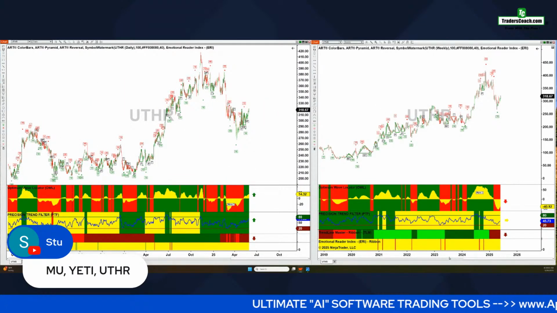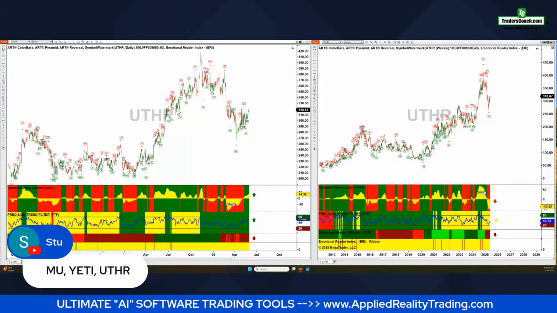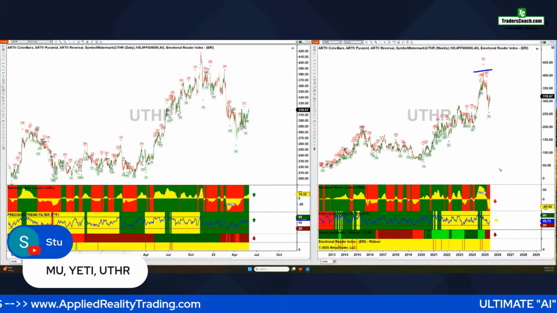All right, let's see what we got here and see what's going on here. First of all, one of the things we always want to ask is, when we had a new top here, is this the top or is this a temporary top?